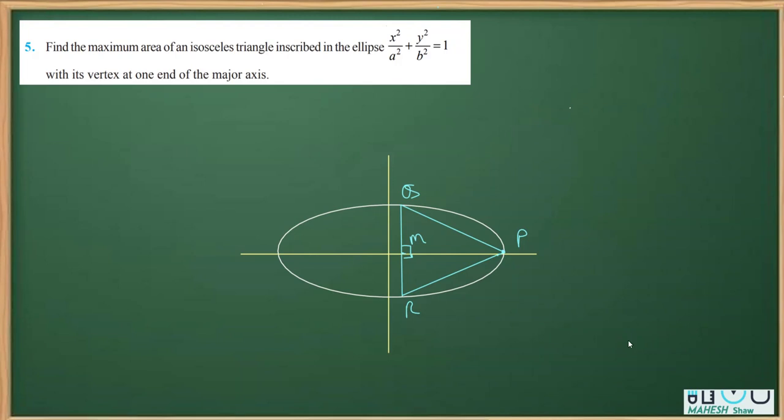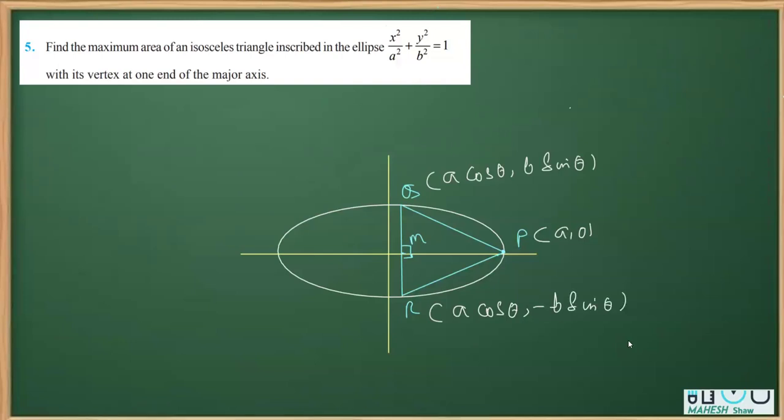What else you should know is that the point P has to be (A, 0). And we should know that any point on the ellipse is of the form: x coordinate is A cos theta and y coordinate is B sin theta. Further, we can say that this R is in the fourth quadrant, so its x coordinate will be positive only and y coordinate will be minus B sin theta.